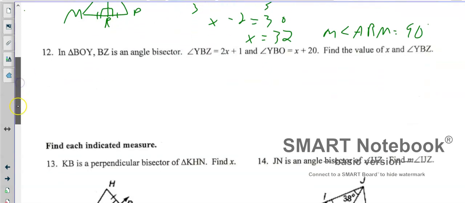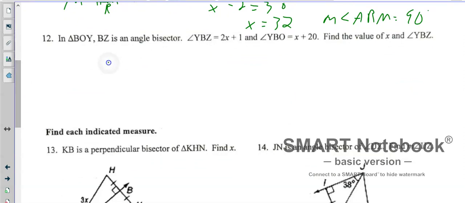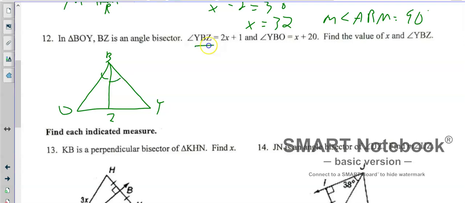Now, 12 is a tricky one. You have to pay attention on this one. So BOY, BZ is right here. It's an angle bisector. Okay? Now, YBZ, remember these are equal. YBZ is 2x plus 1. YBO, very careful, YBO is the entire thing, x plus 20.